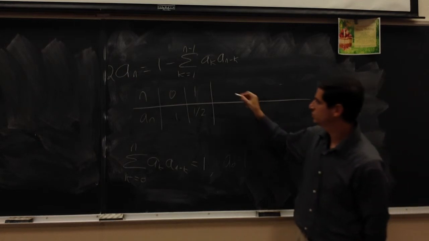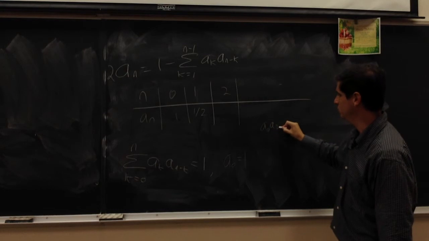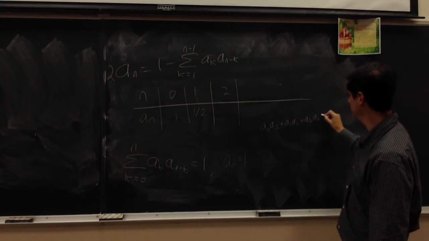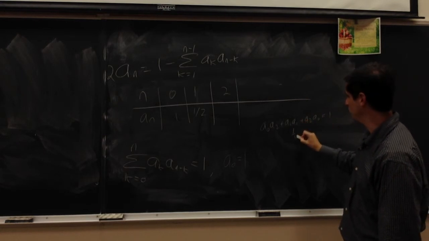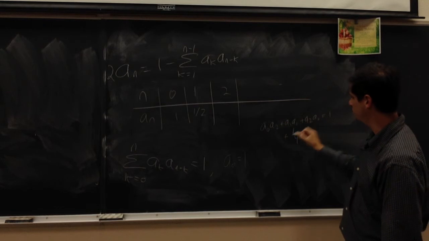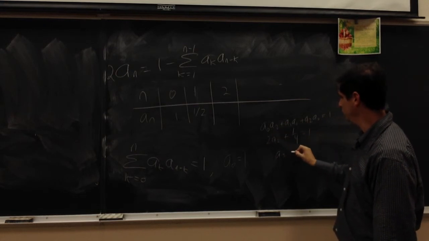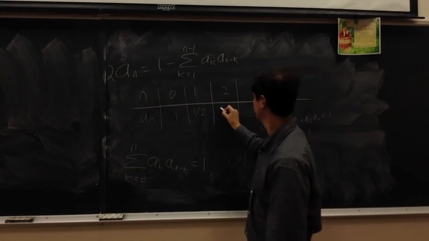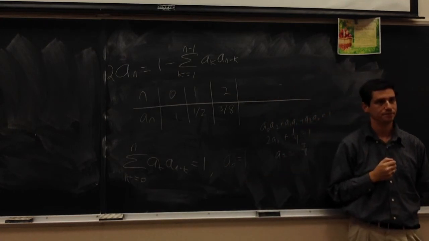When I take n equals 2, if I expanded this out, I would get a0 a2 plus a1 a1 plus a2 a0 equals 1. I know this is a half, I know this is a half, so this is a fourth. I know these are 1, so I get 2a2 plus a fourth equals 1. a2 is 3/4 over 2, which is 3/8. And you can keep marching down like this.